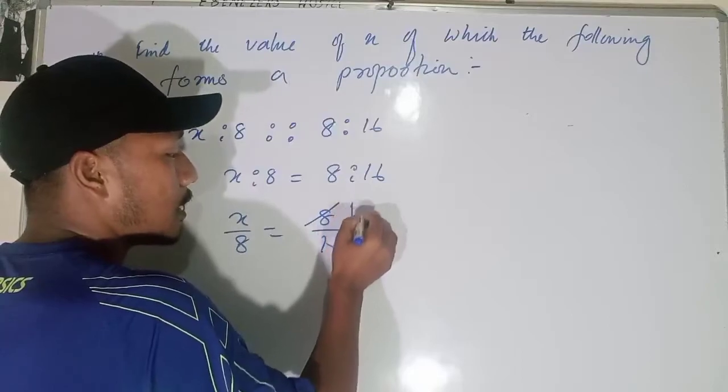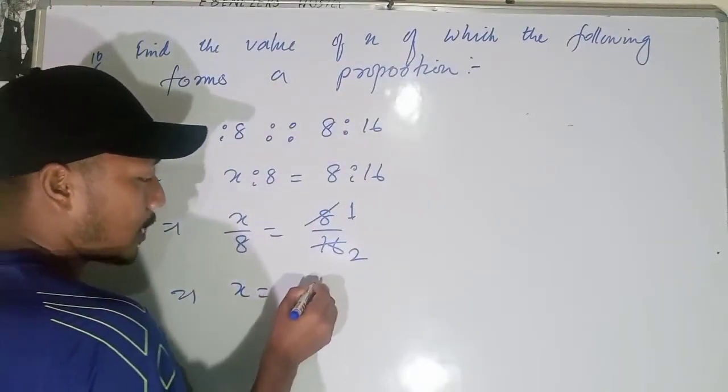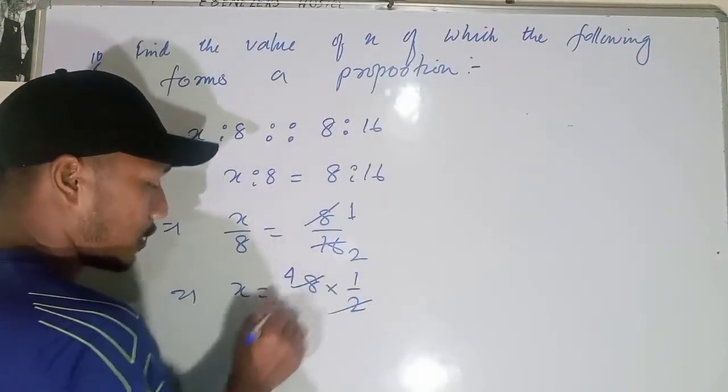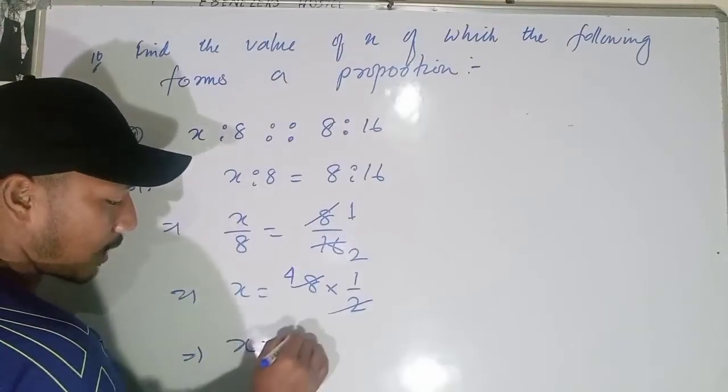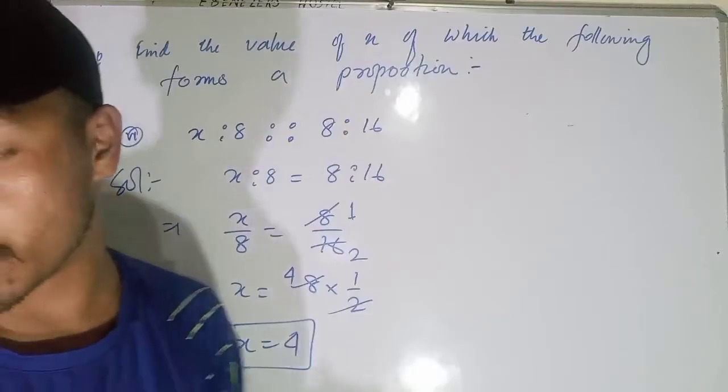So 8 1s are 8, 8 2s are 16. So x is equal to, you send 8 this side, then multiply by 1 by 2. So 2 4s are 8. What is the value of x? Our value of x is 4. Okay. So in this way you try to solve the remaining questions.